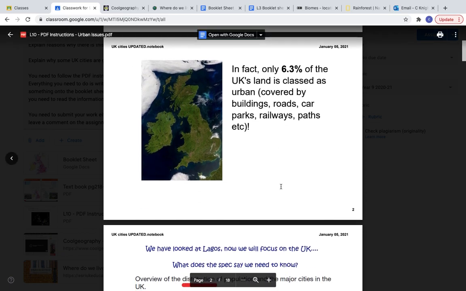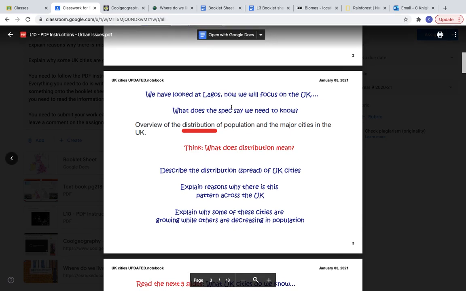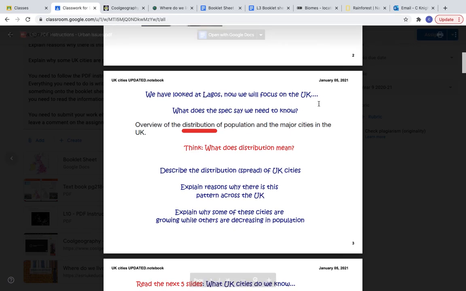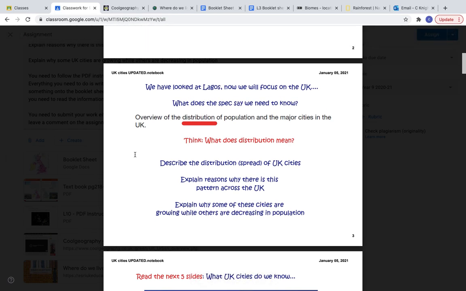So read this slide, make sure you've understood it, and then move on to this slide where it's talking about the specification. So today we're looking at the overview of the distribution of population and major cities in the UK. We'd like you to have a little think here about what distribution means. So remember, this is in red, so we're thinking about it.